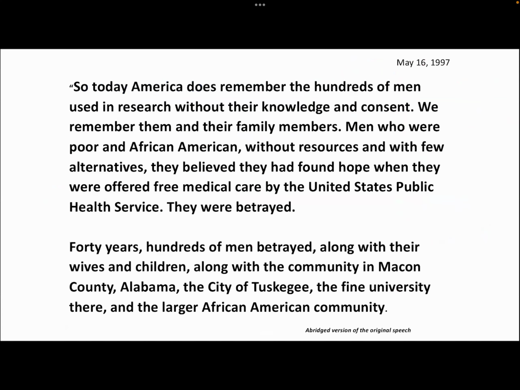So this is his reading, from May 16, 1997. What he said, I won't read. If you want to, you can just read that. See, this is the main wording he said in his speech also, that these people were used in research. See the wording: used in research without their knowledge and consent.